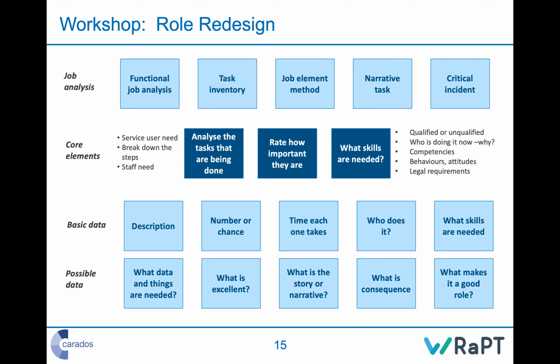Cool, okay. So let's think about role redesign and how that can affect the process. We've learned in the main course that there are five potential mechanisms for job analysis: functional job analysis, task analysis, job element method, narrative task, and critical incident. If you want to use one of those approaches and you've been given a way of doing it, then knock yourself out. Go for it. The way I do it is to use the core elements of those. What I do is analyze the tasks that are being done. So they break it down.